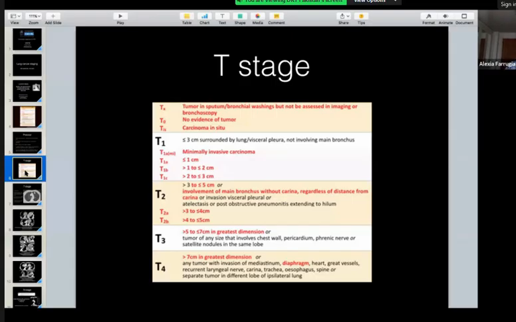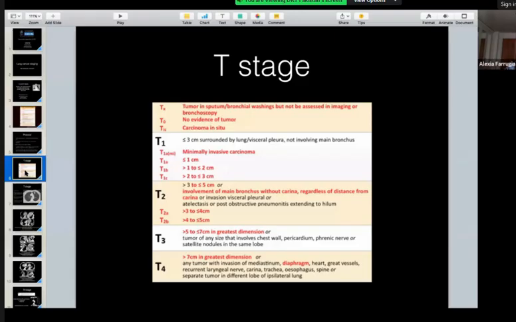T2 tumors are larger tumors. They measure more than 3 to less than or equal to 5 centimeters. And there is involvement of the main bronchus without the carina, regardless of the distance from the carina, or invasion of the visceral pleura, or atelectasis or post-obstructive pneumonitis extending to the hilum. So this is either or. So either it is based on size or based on involvement of these structures.